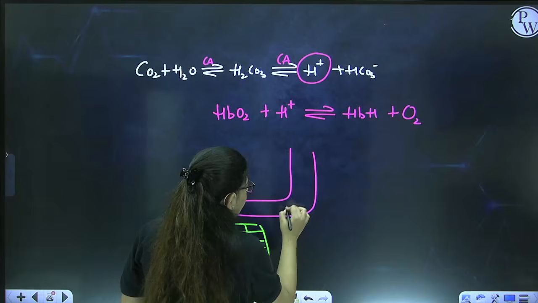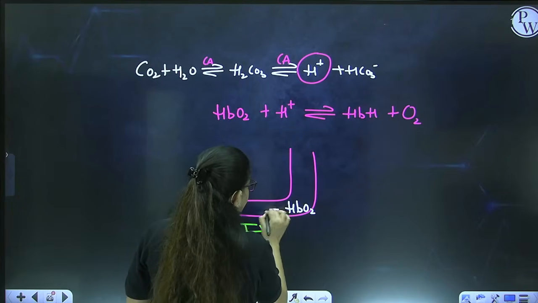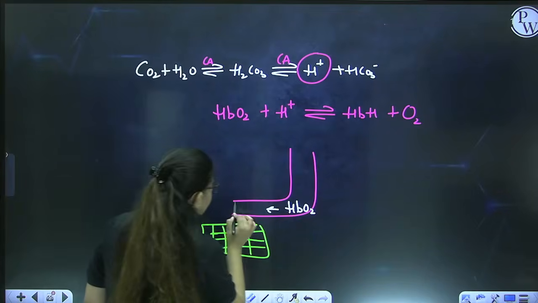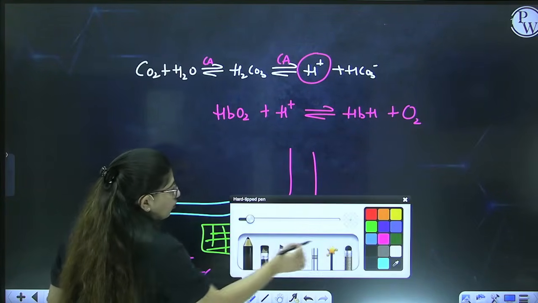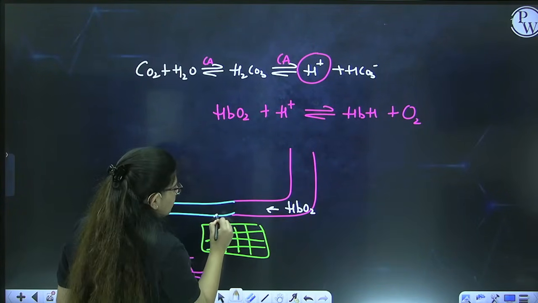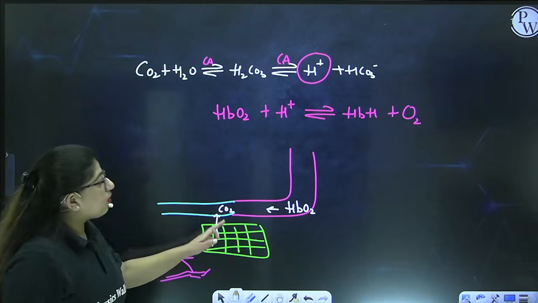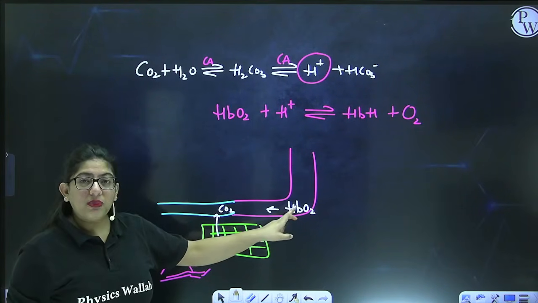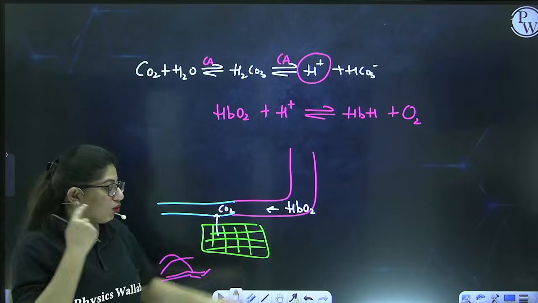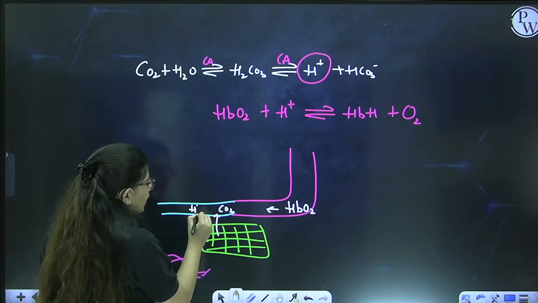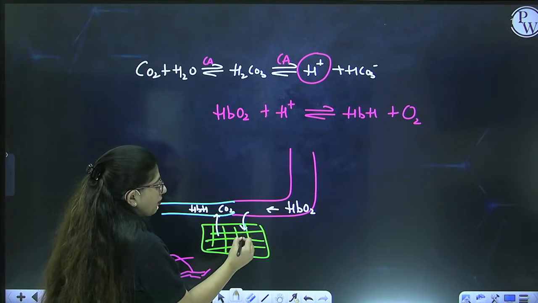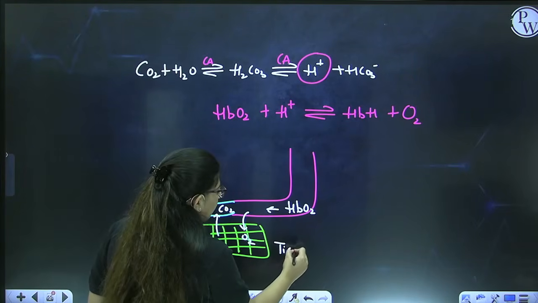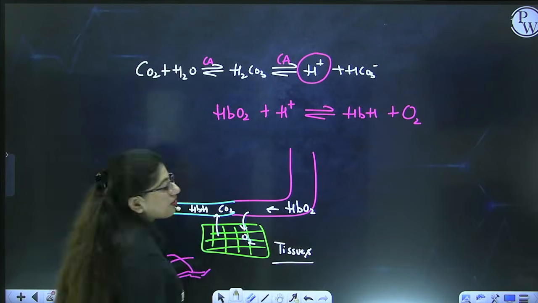That means what is happening here? HbO2 is coming here. But at this point there is an increase in CO2 concentration. CO2 will form H positive ion, and H positive ion will lead to the breakage of the oxyhemoglobin. As a result, HbH will be formed here and oxygen will be released. This is what happens near the tissues. That's why it causes right shift.